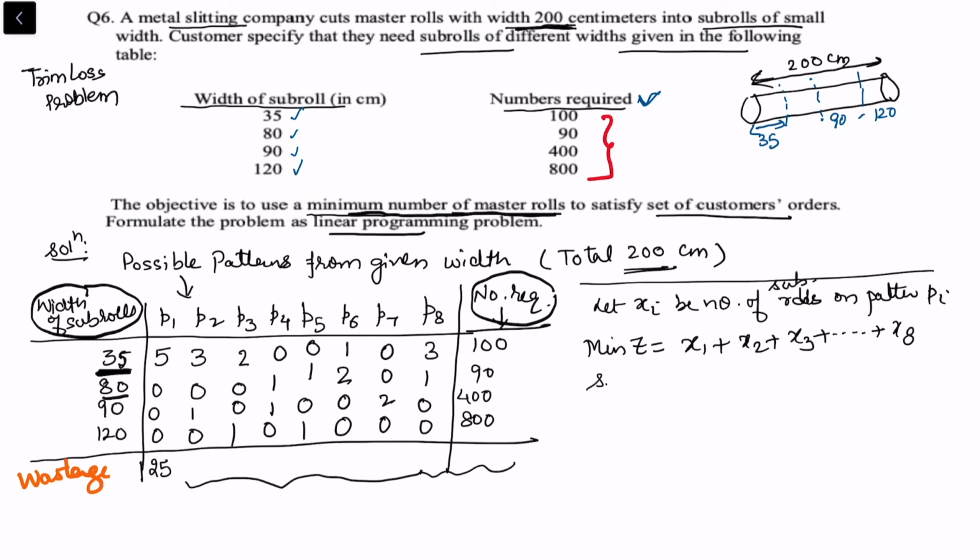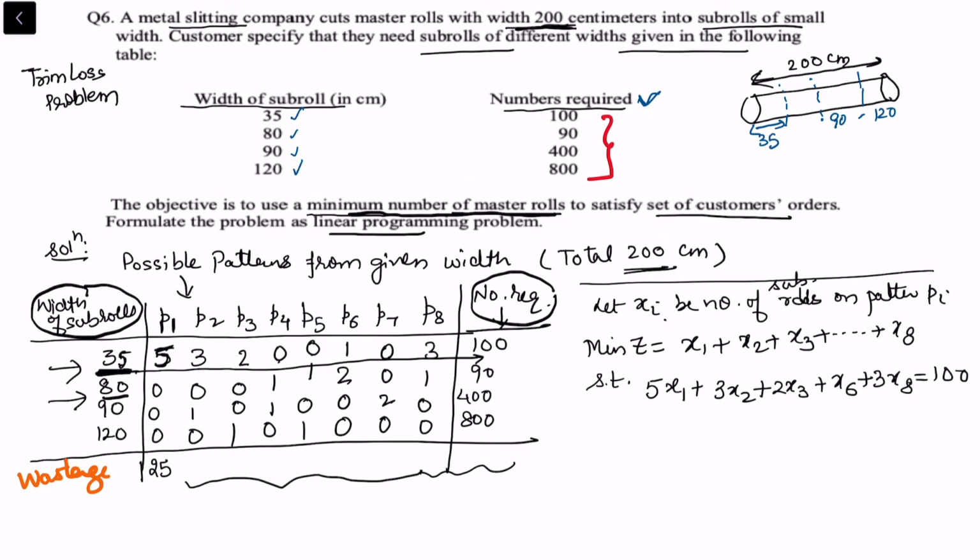Subject to, now if you look at the first pattern, we can get 5 on the first pattern. So if x1 is the unit of the p1, which is the unit rows cut on the pattern p1, the first will give me 5x1 plus 3x2. So you can read it row wise, and you know the desired number also that we require, plus 2x3 plus x6 plus 3 times x8 equal to 100. There are many quantities 0 that I have not written, like 0 into x4 plus 0 into x5 and then 0 into x7.